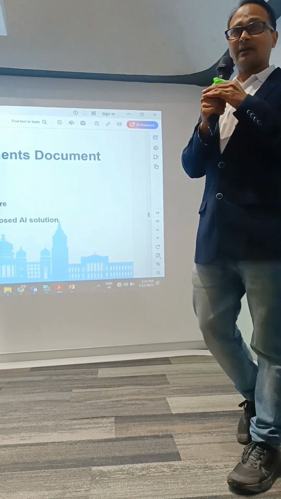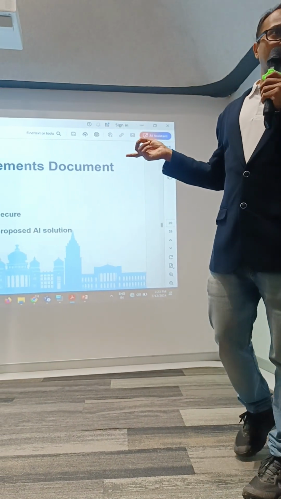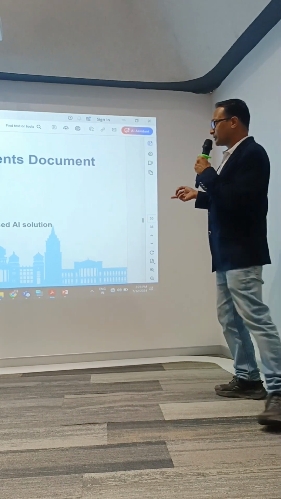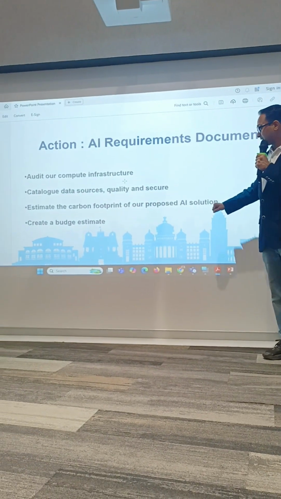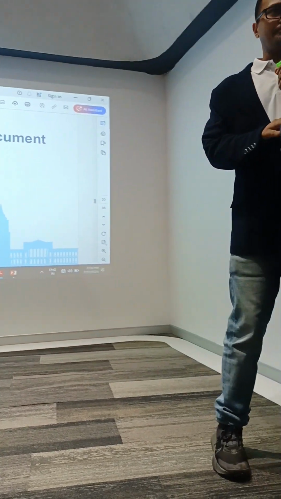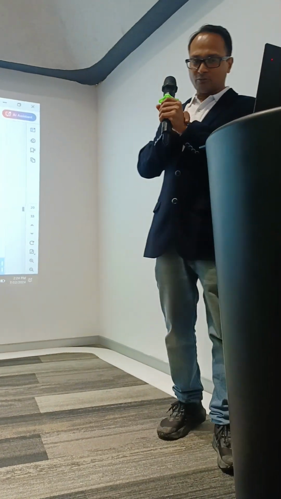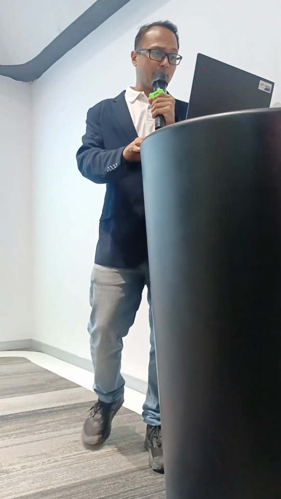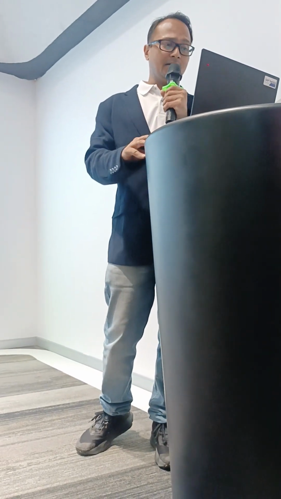Why? Because again, sustainability is another hot area next to AI. So we don't want to do something that takes away the sustainability part. And create a budget estimate. So you should have a calculated budget on what you need to do and how much of it needs to be spent.